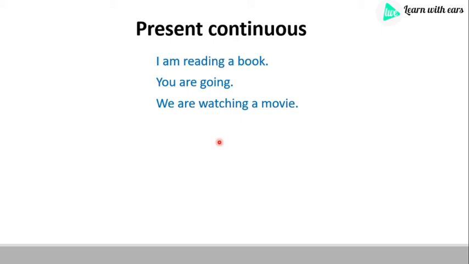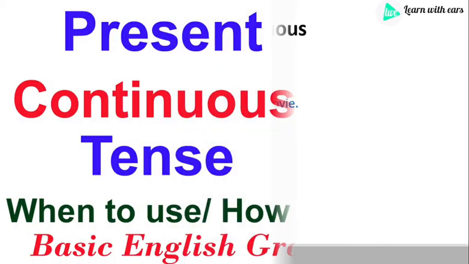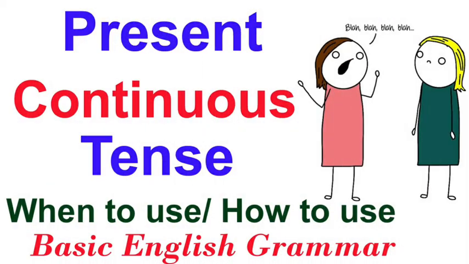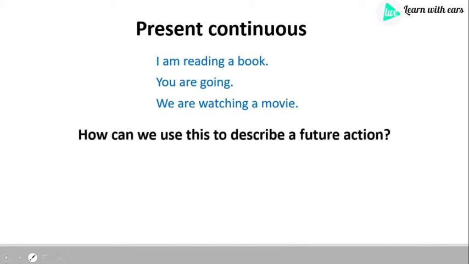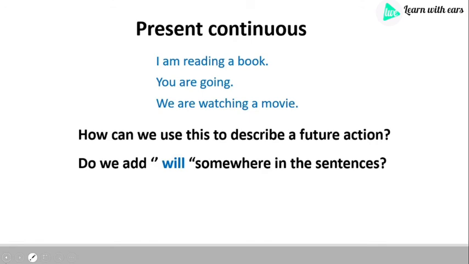If you haven't watched our previous video related to present continuous, you should watch that video first. That video will help you to understand this video better. So here are some questions. How can we use this to describe a future action? Do we add will somewhere in the sentences? Or do we use going to? Now let's see how we change present continuous tense into future.